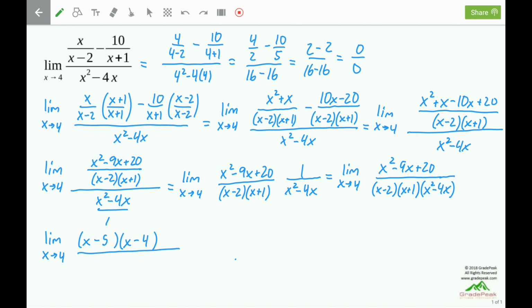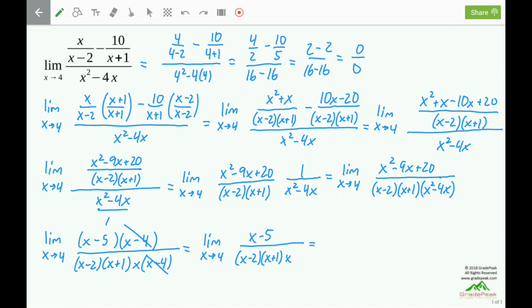And there's the x minus 4 in the numerator, as expected. In the denominator, we have x minus 2, x plus 1, and we have a common factor of x that we can factor out, leaving an x minus 4. There's the x minus 4s that are making the 0 over 0. They can now cancel, so we will cancel those out, leaving us with limit as x goes to 4 of x minus 5 over x minus 2, x plus 1, and x.